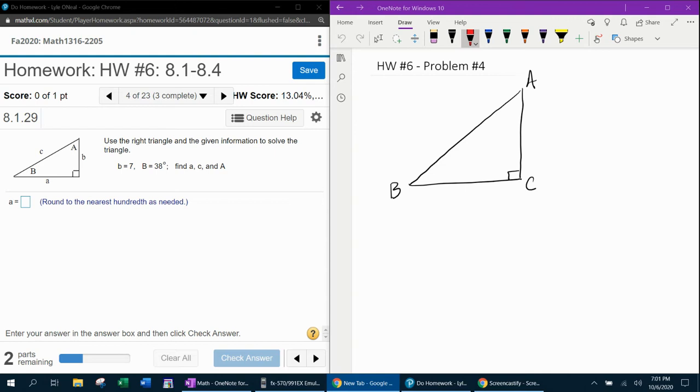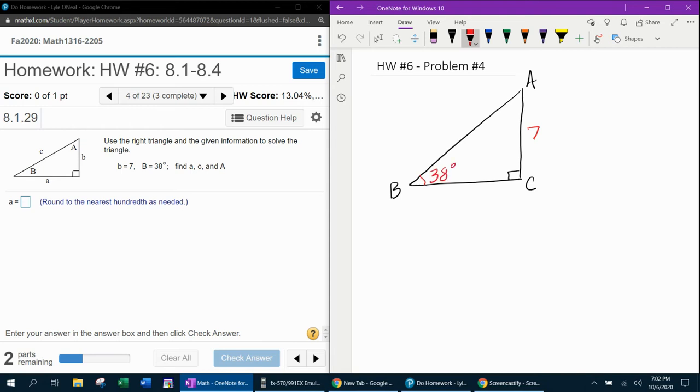So opposite of big B would be little b, which is 7. Opposite of big C would be little c, which I don't know. And opposite of big A would be little a, which again I don't know. And I do know angle B. Angle B is 38 degrees.